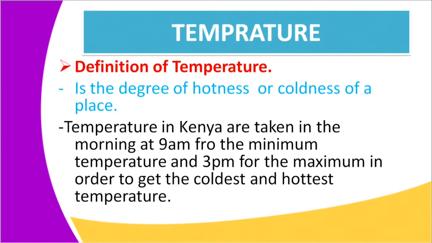Temperatures in Kenya are taken in the morning hours, that is at 9 a.m., for the minimum temperature, and at 3 p.m. for the maximum, in order to get the coldest and the hottest temperature. 9 a.m. is just about when the sun is about to rise and the cold is about to become minimal. Then we also take the temperature later in the day, at 3 p.m. Here we get the hottest and the coldest temperature, then we divide.